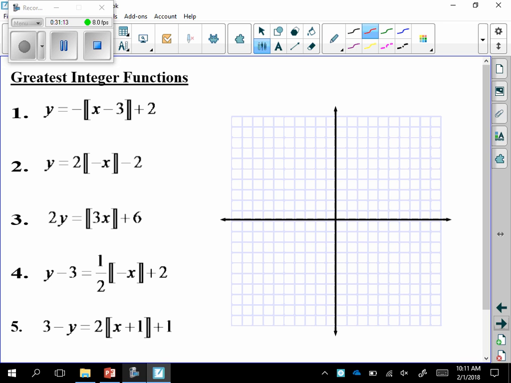Okay, so we need to start off by just remembering where does this kind of start, or what is that first step? And so I always start with the step that goes from 0 to 1. And remember, for the parent function, it always goes closed circle to open circle for each step. Now, if you look at number 1, and we'll just do that one because it's right there. What all are we going to do to this parent function?